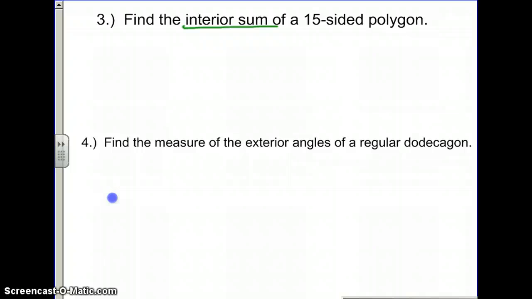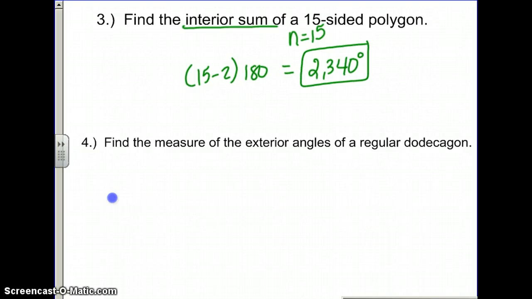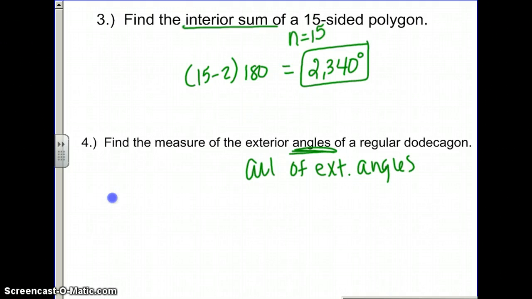Find the interior sum. This time we want all of the degrees inside a 15-sided polygon. So we know n is 15. Let's do 15 minus 2 times 180, and we get 2,340 degrees. There are all different ways we can phrase these problems, but it's all coming back to this n minus 2 times 180. The next one says find the measure of the exterior angles, the sum of the exterior angles. Don't be tricked by this. What did we say the sum of the exterior angles is always equal to? 360 degrees. No work required. Done. That's easy.